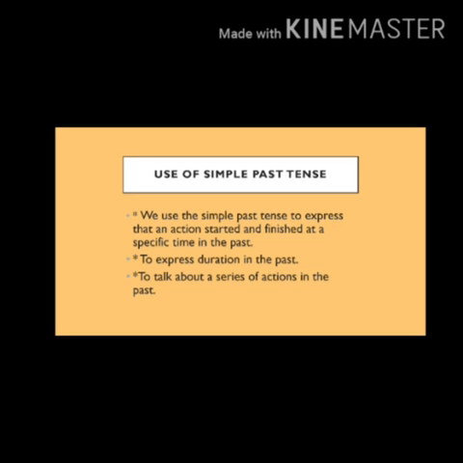The second use of simple past tense is to express a duration in the past. For example, he lived in Canada for 6 years. Ria studied French for 4 years.